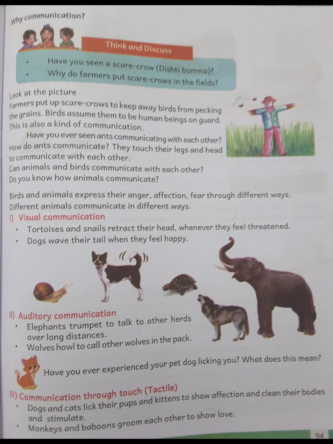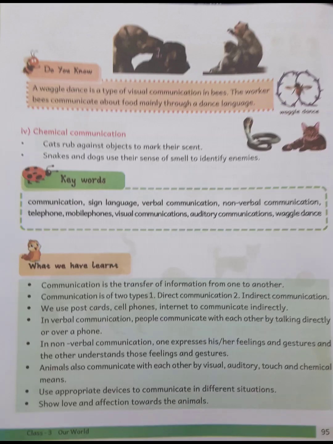Have you ever experienced your pet dog licking you? What does this mean? 3. Communication through touch, tactile. Dogs and cats lick their pups and kittens to show affection and clean and stimulate them. Monkeys and baboons groom each other to show love. Do you know? A waggle dance is a type of visual communication in bees. The worker bees communicate about food mainly through a dance language. 4. Chemical communication. Cats rub against objects to mark their scent. Snakes and dogs use their sense of smell to identify enemies.